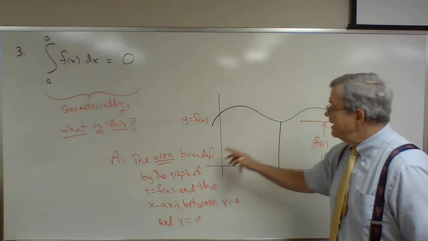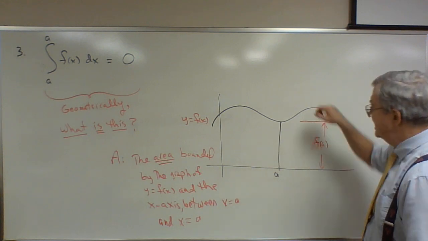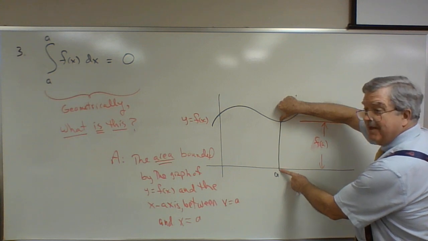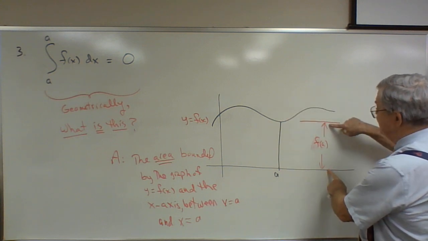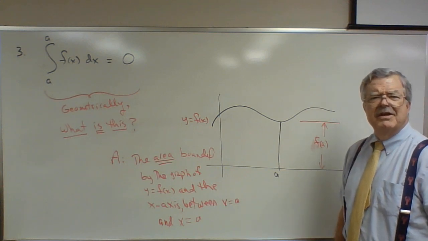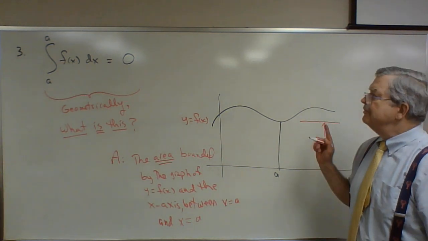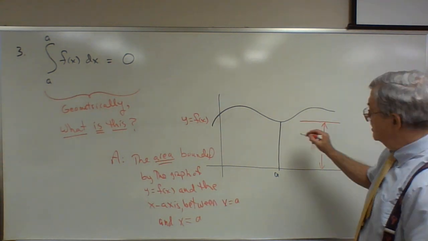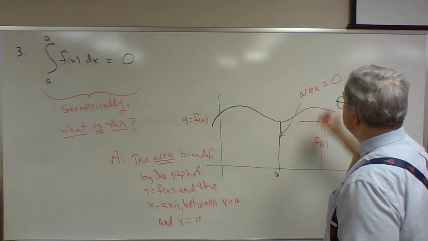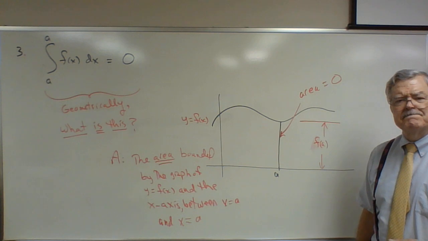The area bounded by the graph of f of x and the x-axis between x equal a and x equal a is the area of this rectangle. A rectangle which has height f of a and width 0. Well, let's see, the area is height times width, and the width is 0. Son of a gun, the area of that region equals 0. Okay, now I get it.